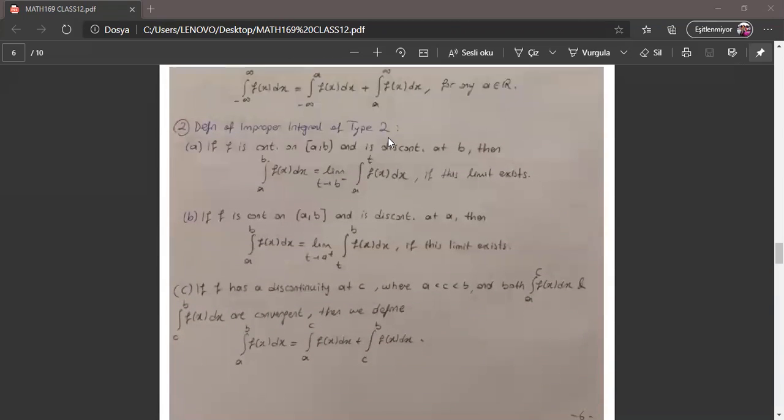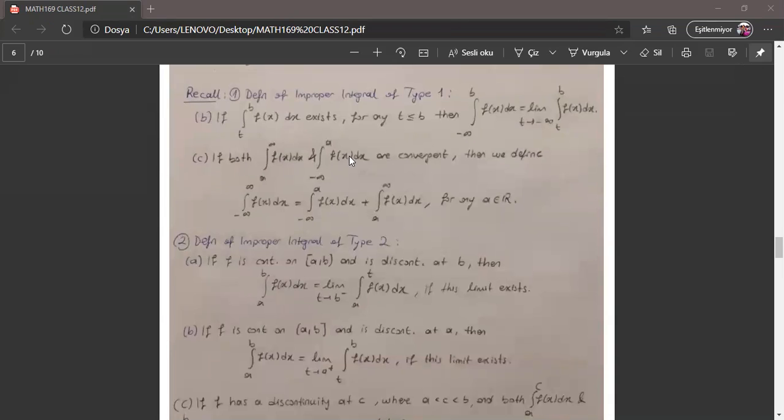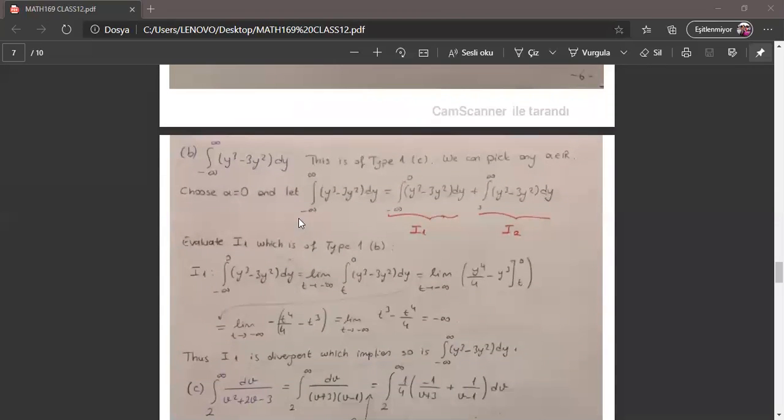This is type 1c. Let's look at that together. If we know both of these integrals are convergent, then we define this integral from minus infinity to infinity as this sum. But they should be convergent for any a, for any real number, because we want to compute on the whole real line. That's why for any a, they should be convergent. Now let's look at that.